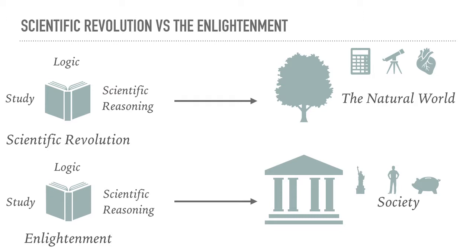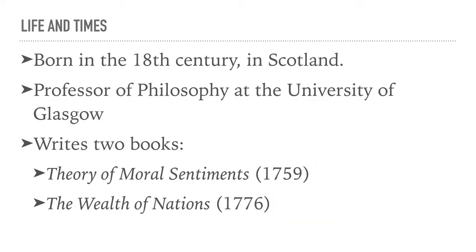So things like history studied analytically, political science, economics, all of this stuff comes out of the Enlightenment. The only reason we have social sciences in the first place is because the Enlightenment allowed them to happen. Now, I would like to focus on one Enlightenment thinker in particular, and that Enlightenment thinker is Adam Smith. Adam Smith is born in the 18th century in Scotland. He's a professor of philosophy at the University of Glasgow. And he writes two big books: The Theory of Moral Sentiments, which is not what we're going to look at today, and The Wealth of Nations.